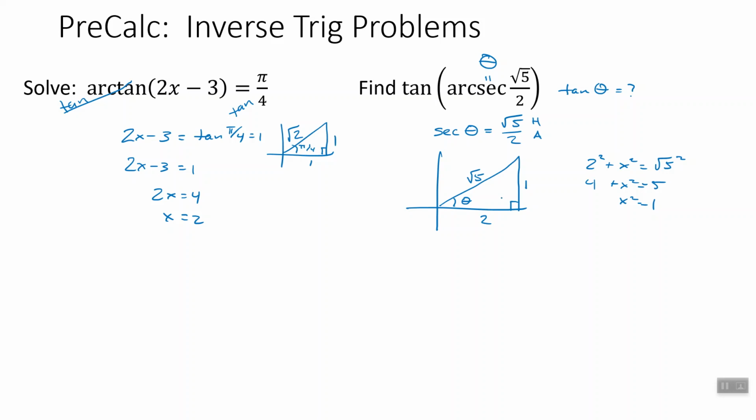So now we know what the triangle looks like for theta. We don't actually have to find the value of theta. We just need the triangle because we need to find tangent of theta. So tangent of theta is opposite over adjacent, so it's 1/2. Done. We never needed to actually find the angle. We just needed to be able to draw the triangle so we could read off the tangent from that triangle. Neat little trick.